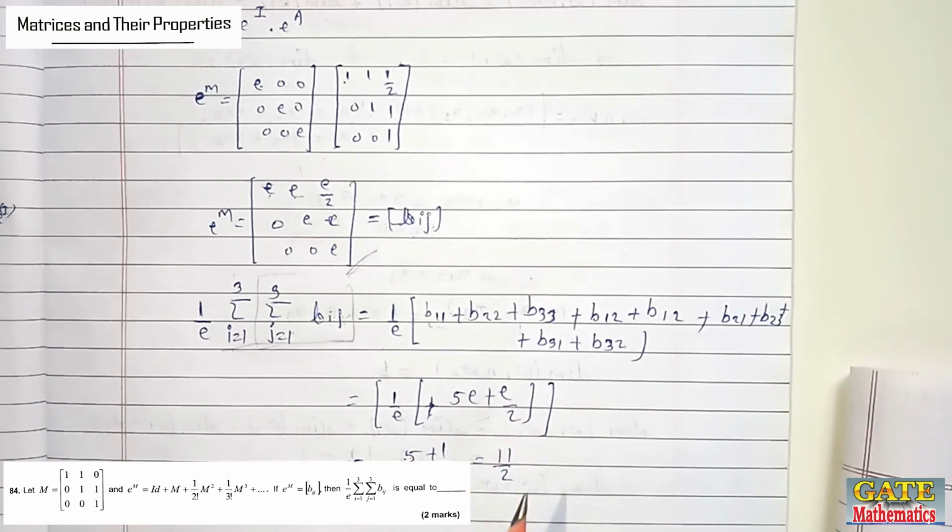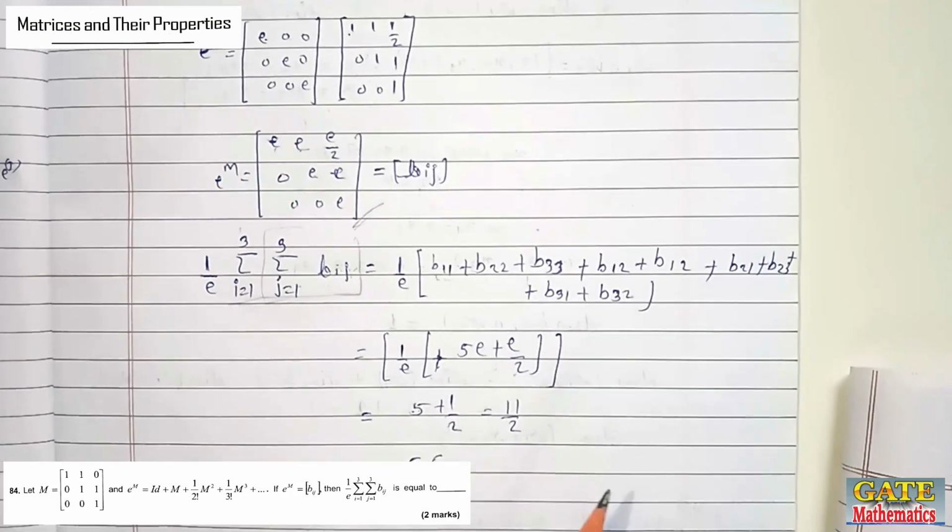Now multiply 1 upon e with the bracket. So 1 upon e multiplied by 5e, the e gets cancelled, and 5 remains. 1 upon e multiplied by e by 2, the e gets cancelled, so 5 plus 1 by 2. So 2 fives are 10 plus 1, 11 by 2. So we get 11 by 2, and our required answer is 5.5.